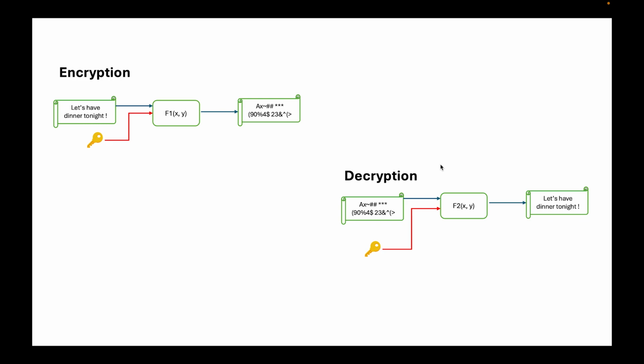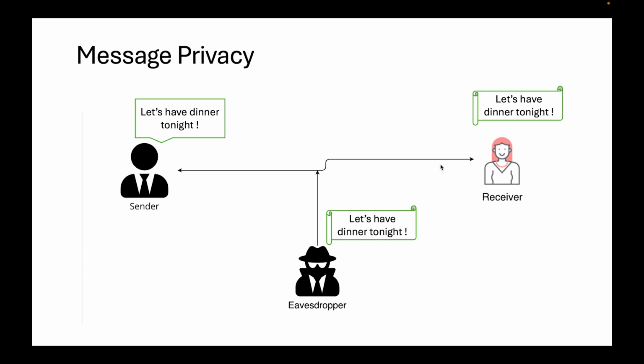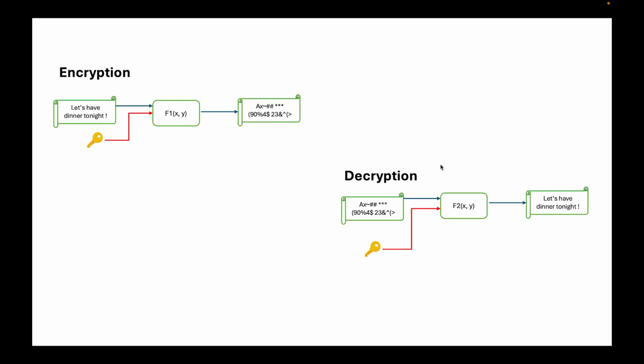If these functions cannot be kept secret, then these functions are known to the eavesdropper as well. And if the sender sends a message to the receiver, the eavesdropper can get a copy of it. Using the function, it can decrypt that message, and it can get a clear text copy of that message. Message privacy is thwarted.